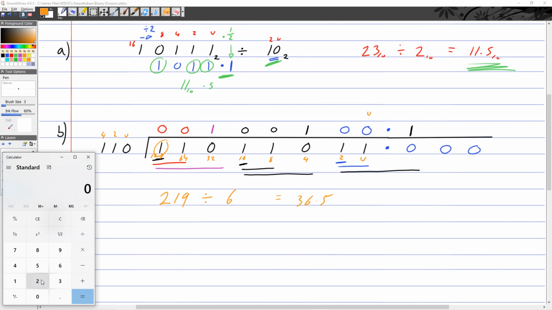So using a standard calculator, 219 divided by 6 is 36.5. Yeah, so this worked well. But it was quite a basic example. So we'll do some more examples.